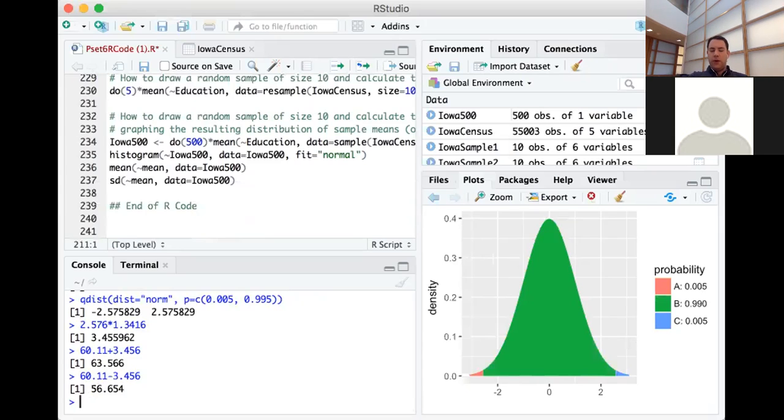And that's how we can understand what a p-value is. The p-value is representative of your probability of making a type 1 error. Remember, we said type 1 error is a false positive, rejecting the null hypothesis when it is in fact true.